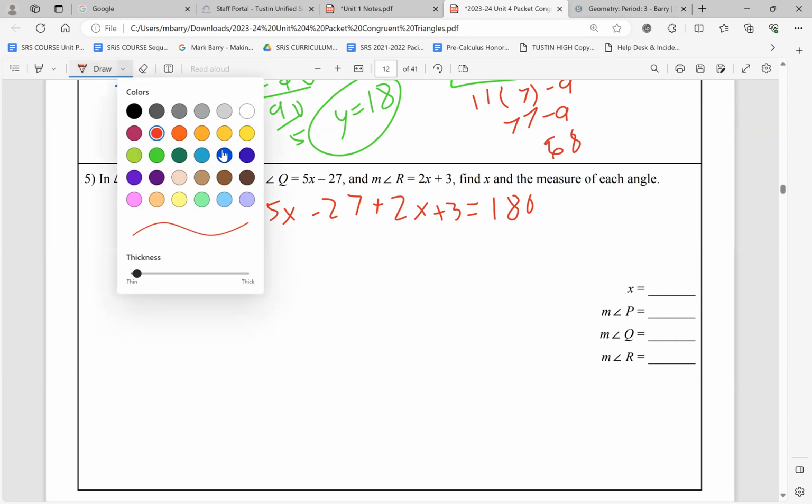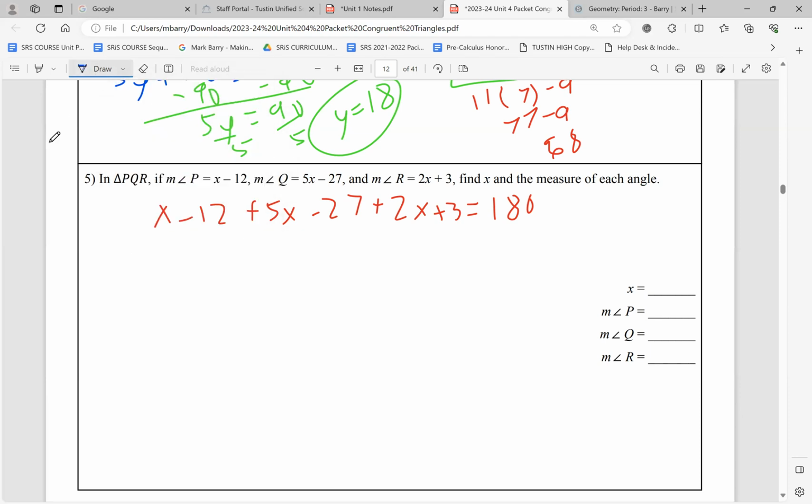Okay, let's combine like terms here. All right, so then we got x and 5x and 2x. So 1x plus 5x plus 2x sounds like 8x to me. All right, and then we have negative 12. We have negative 27. That's going to make negative 39. Negative 39 plus 3 is negative 36.